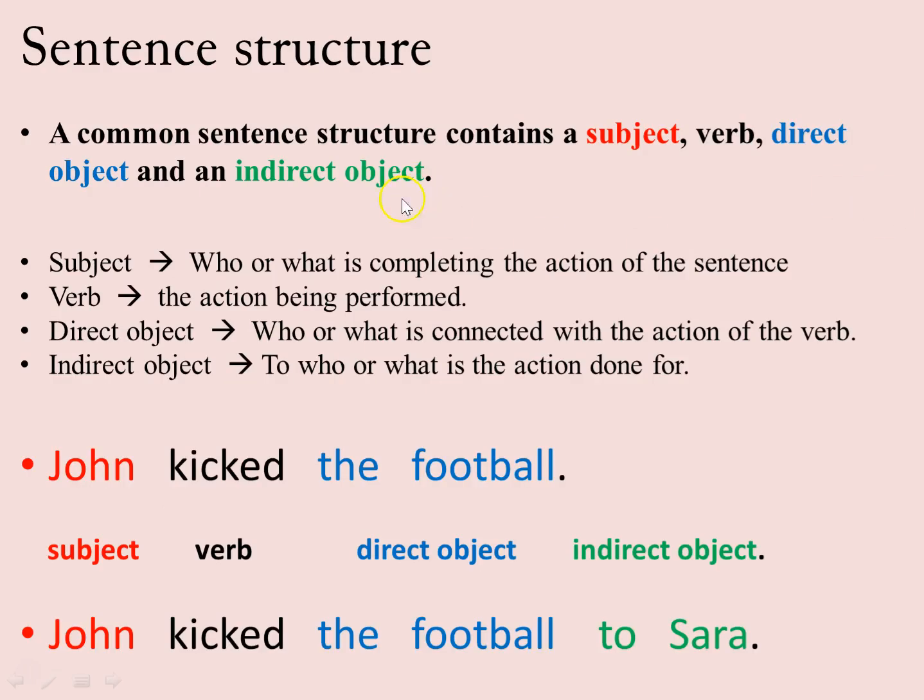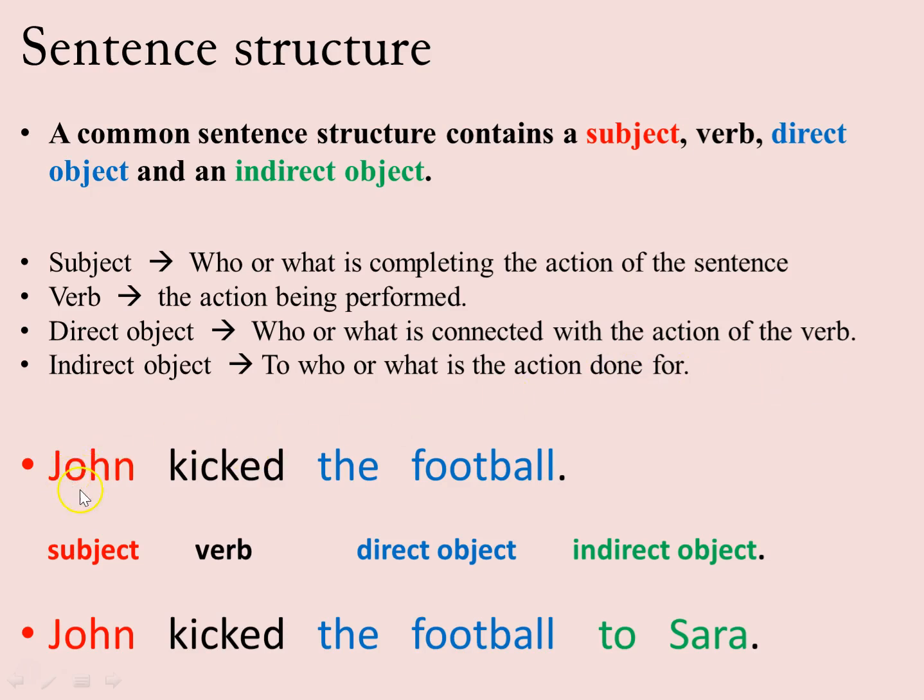All right, just briefly, let's revise sentence structure. A common sentence structure contains a subject, a verb, a direct object, and an indirect object. The subject is who or what is completing the action of the sentence. The verb is the action being performed. The direct object is who or what is connected with the action of the verb. And the indirect object is to who or what the action is done for.